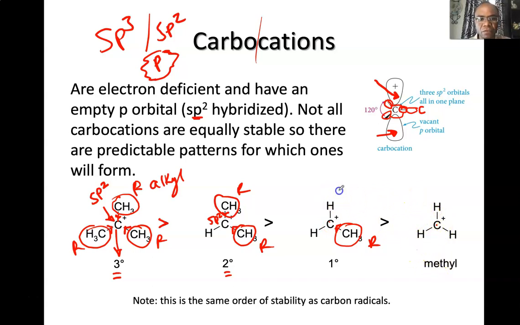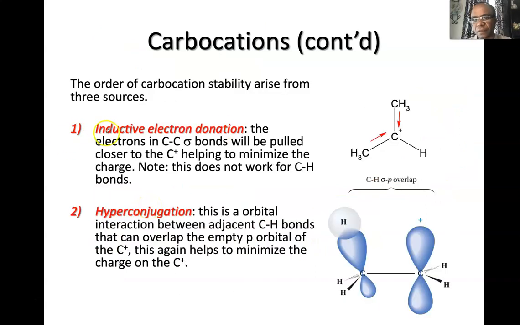In fact, these 2 guys rarely exist. They are rarely formed, because if they are formed, nothing stabilizes them, like what we see here, stabilization by inductive effect, which is the electrons in the CC sigma bonds being pulled close to the C plus, helping to minimize or neutralize the positive charge. This does not work for the CH. So in this case where you have a secondary carbocation, we only can do this, showing electrons being donated to the C plus, neutralizing it, making the secondary more stable than, for example, the methyl carbocation.